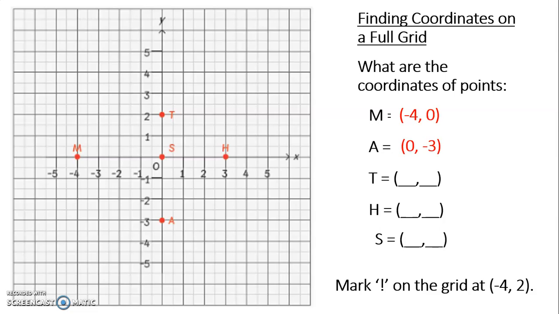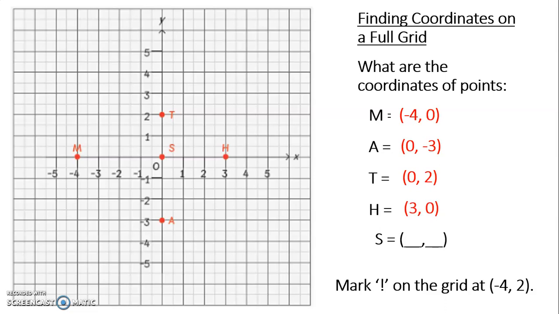What about T? Do we need to go along the corridor? No, we're starting at 0 and we don't need to go along the corridor. So we're going to start with 0 and then we're going up the stairs to 2. So 0, 2. What about H? Are we going along the corridor? Yes, we're going to go along the corridor to 3. Are we going up or down the stairs? No, because it's on that 0 line, so it's 3, 0.